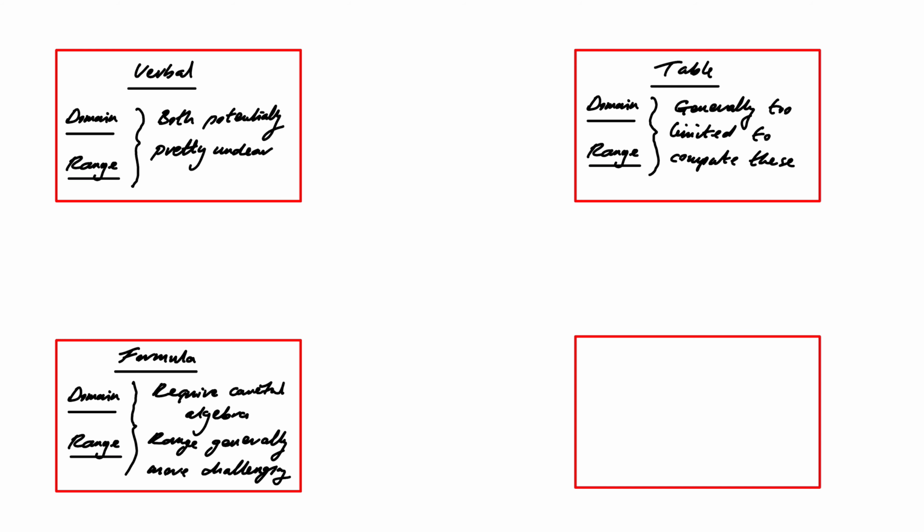Finally, the graph, which I think is an extremely useful way to visualize or to represent a function. So same story, domain and range basically are very clear from this. Maybe you don't have a precise description of them, but you can really see what they vaguely look like. So generally visually clear. I'm going to do an example in a second.